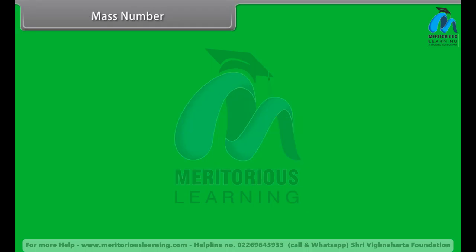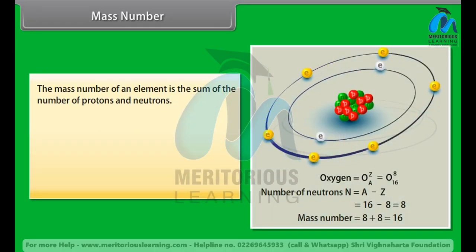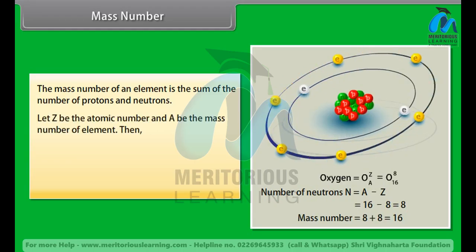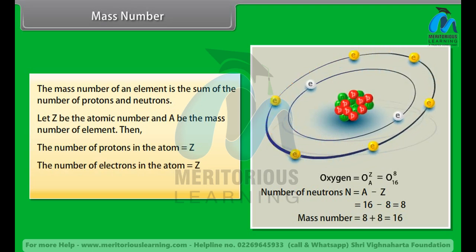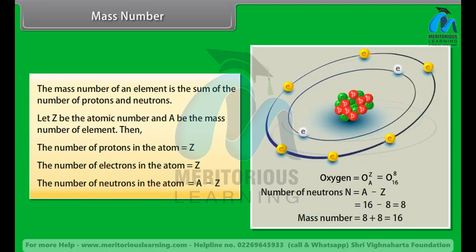Mass number. The mass number of an element is the sum of the number of protons and neutrons. Let Z be the atomic number and A be the mass number of an element. Then the number of protons in the atom is equal to Z. The number of electrons in the atom is equal to Z. The number of neutrons in the atom is equal to A minus Z.